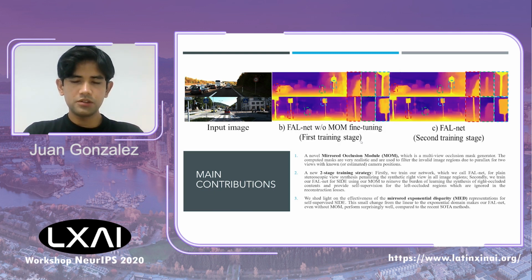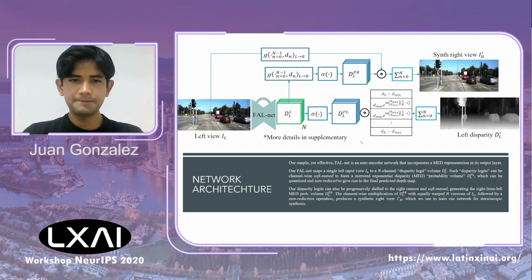Figure B shows our network trained with only one training stage without our MOM. As you can see, there are many artifacts around the objects, and the depth estimates are not smooth enough. Figure C shows our FalNet after the second stage of training. That is, this FalNet has been fine-tuned with our MOM. And as you can see, all the artifacts have been removed, and we get very sharp depth estimates.